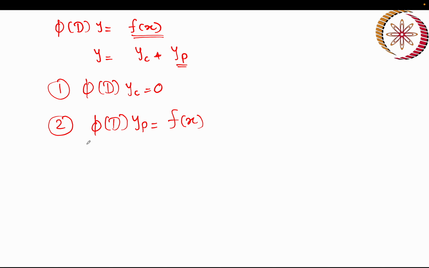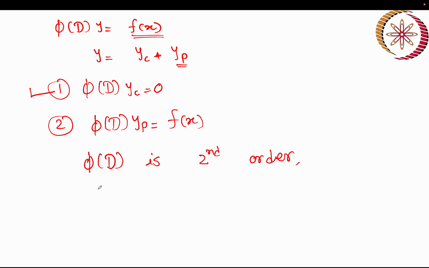But you might have come across within the lecture that there is another method which can be used to find the yp. So let's say we have the complementary solution available. So let's say this is phi of D, which is second order.